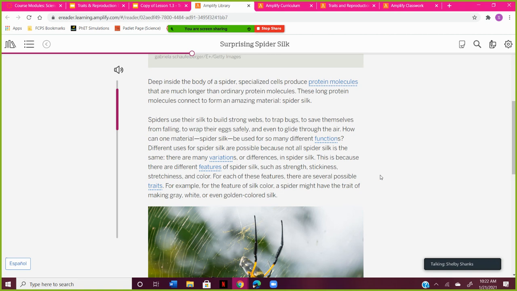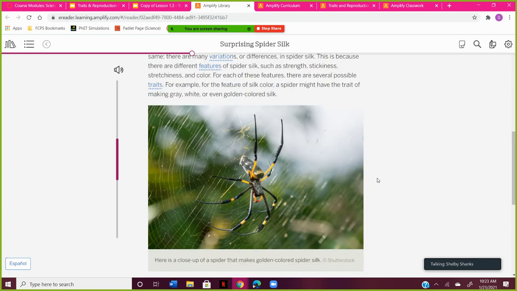This is because there are different features of spider silk, such as strength, stickiness, stretchiness, and color. For each of these features, there are several possible traits. For example, for the feature of silk color, a spider might have the trait of making gray, white, or even gold-colored silk. You guys may not have known that before, but here is gold-colored silk.